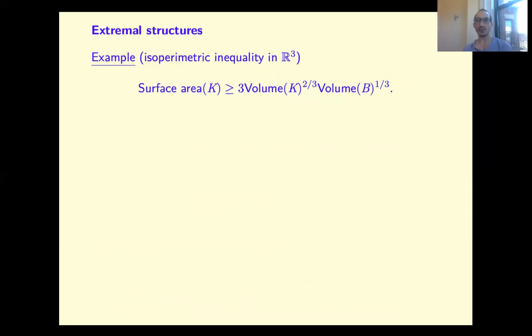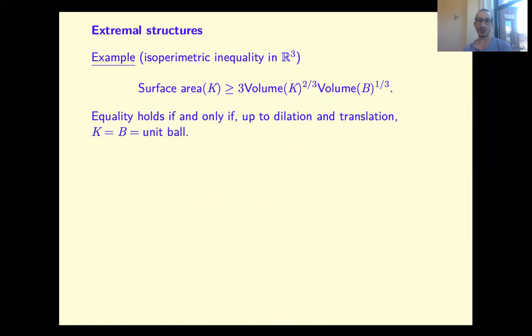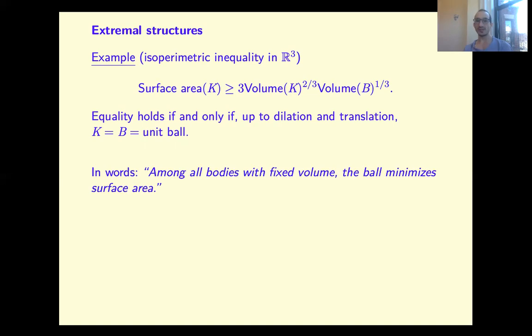The reason why we care about the equality cases of the Alexandrov-Fenchel inequality is that these are extremal structures. Let me start with an example, the isoperimetric inequality in R^3, which is actually a consequence of the Alexandrov-Fenchel inequality. The inequality is telling us that the surface area of K is lower bounded by the volume of K to some power, and the volume of B to some power. And we know that equality holds if and only if K is equal to B, the unit ball, up to dilation and translation. So in words, what this means is that among all bodies that have a fixed volume, the ball is the one which minimizes surface area.